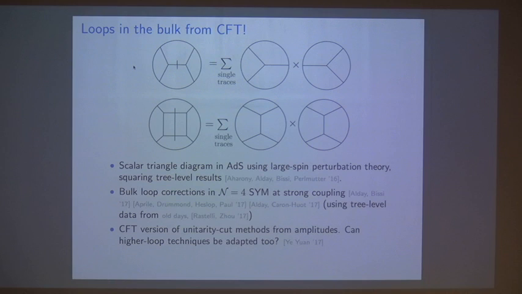These ideas have been taken further in the last year or so to compute loop corrections in N=4 super Yang-Mills at strong coupling. The double discontinuity at tree level is extremely simple because it includes just the stress tensor multiplet, at least in simple cases. More generally, one needs a good formula for tree level correlation functions in this theory, and that was provided recently by this group. So using these ideas together with tree level information, people have been able to essentially bootstrap one loop corrections in N=4 super Yang-Mills at strong coupling.